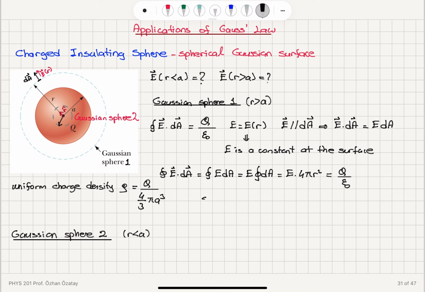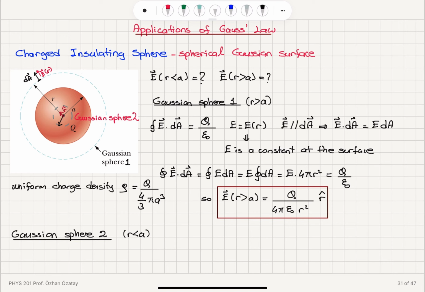So this implies that the electric field for r greater than a is equal to Q divided by 4 pi epsilon 0 r squared, in the r hat direction, parallel to the area vector dA, which is pointing radially outward.